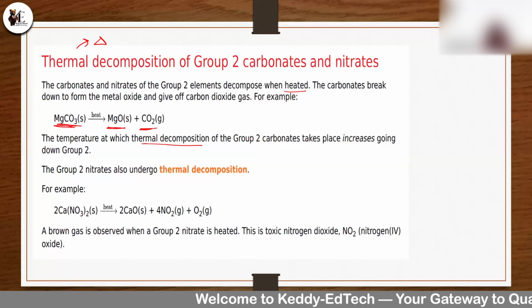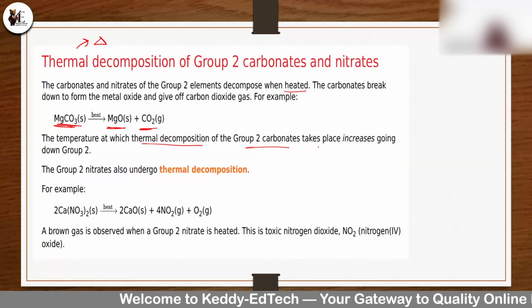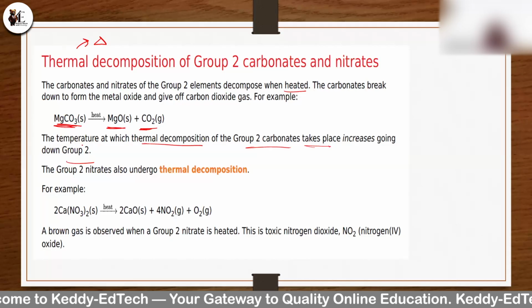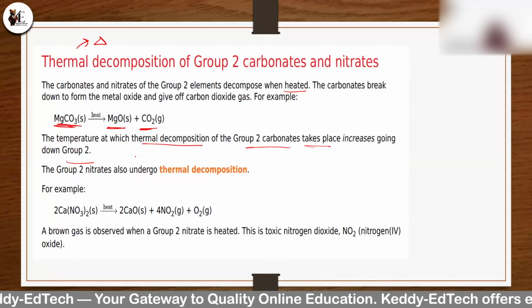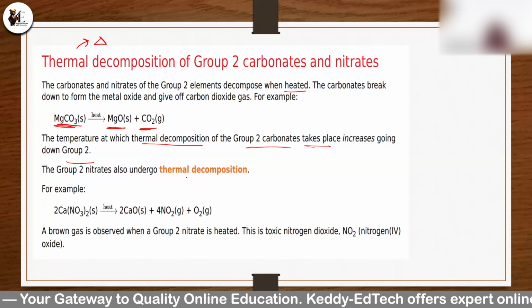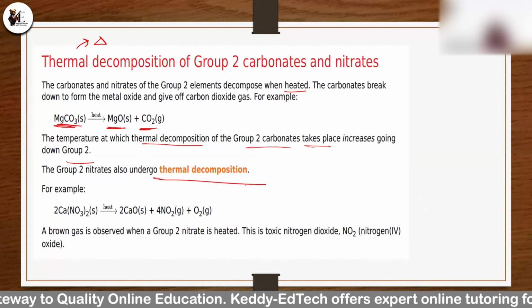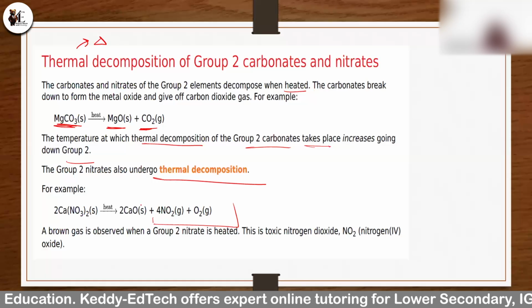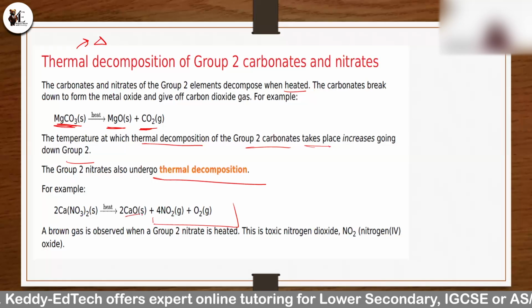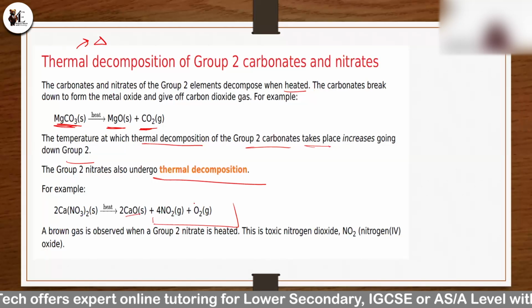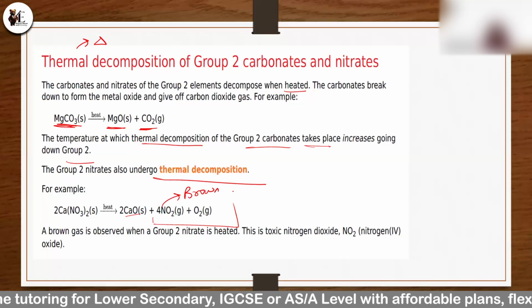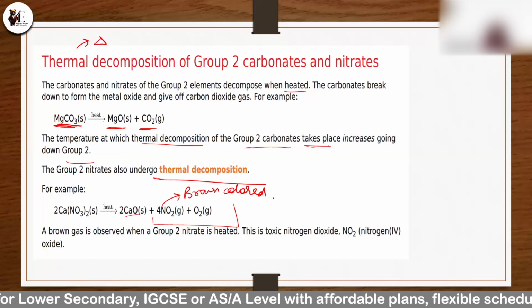The temperature at which the thermal decomposition of group 2 carbonates takes place increases going down the group. Group 2 nitrates also undergo thermal decomposition. Here you have to remember the products, byproducts also. If you decompose it, you will have calcium oxide plus NO2 plus O2, in which you have to remember that this NO2 is a brown colored gas. Write it down.